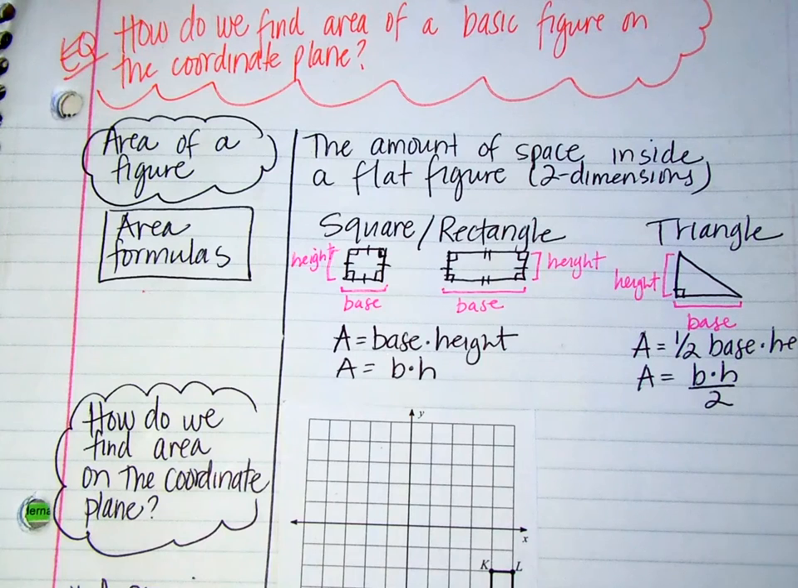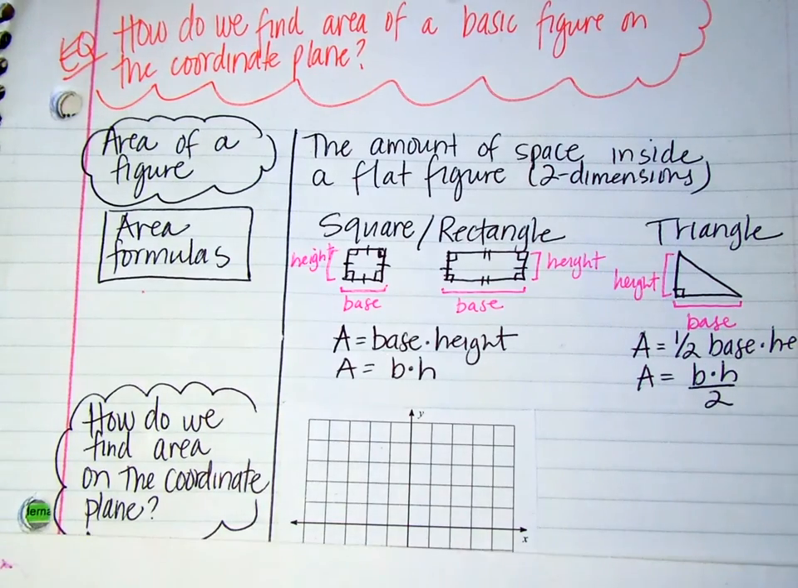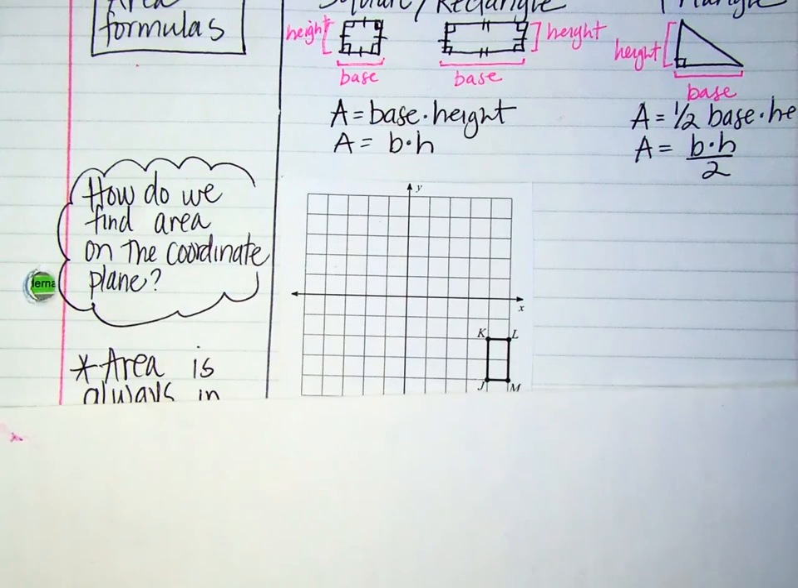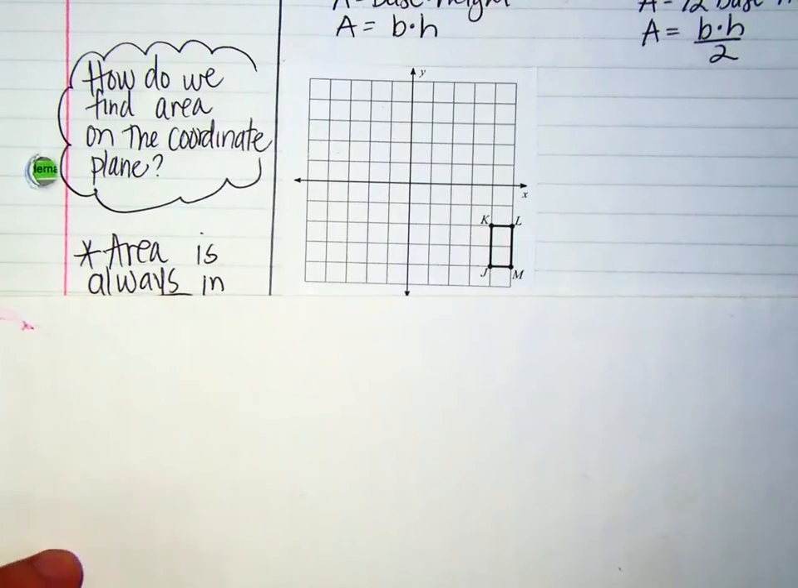So from here, let's get started. We're going to try to find the area of specific basic figures on the coordinate plane, okay? So we're going to move it up a little bit. So here we have our first shape, okay? And we want to find the area. So how much space is it taking up?